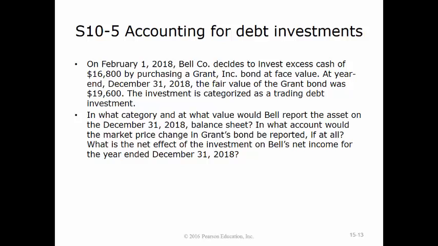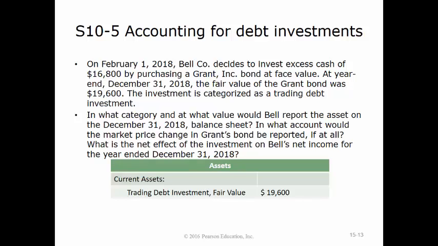Next, the problem asks in what category and at what value would Bell report the asset on the December 31st, 2018 balance sheet. In what account would the market price change in Grant's bond be reported, if at all, and what is the net effect of the investment on Bell's net income for the year ended December 31st, 2018.